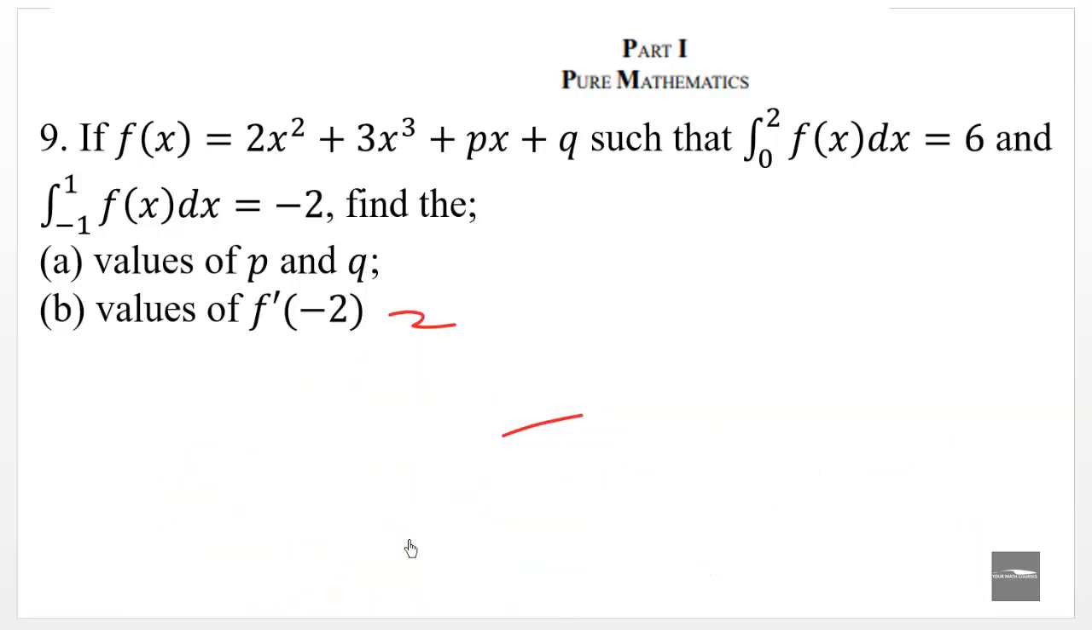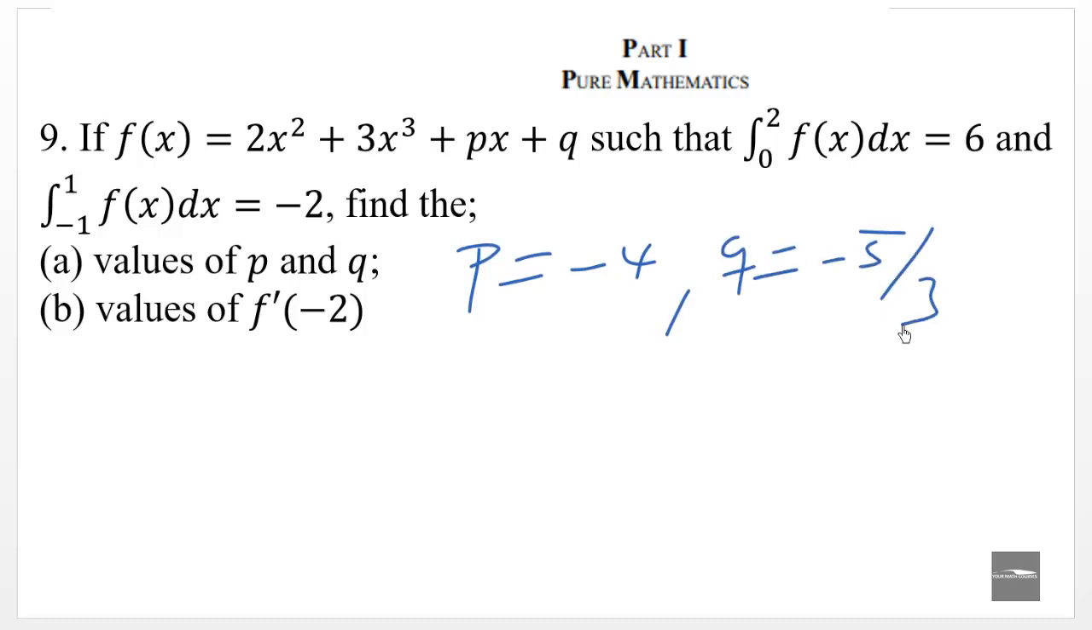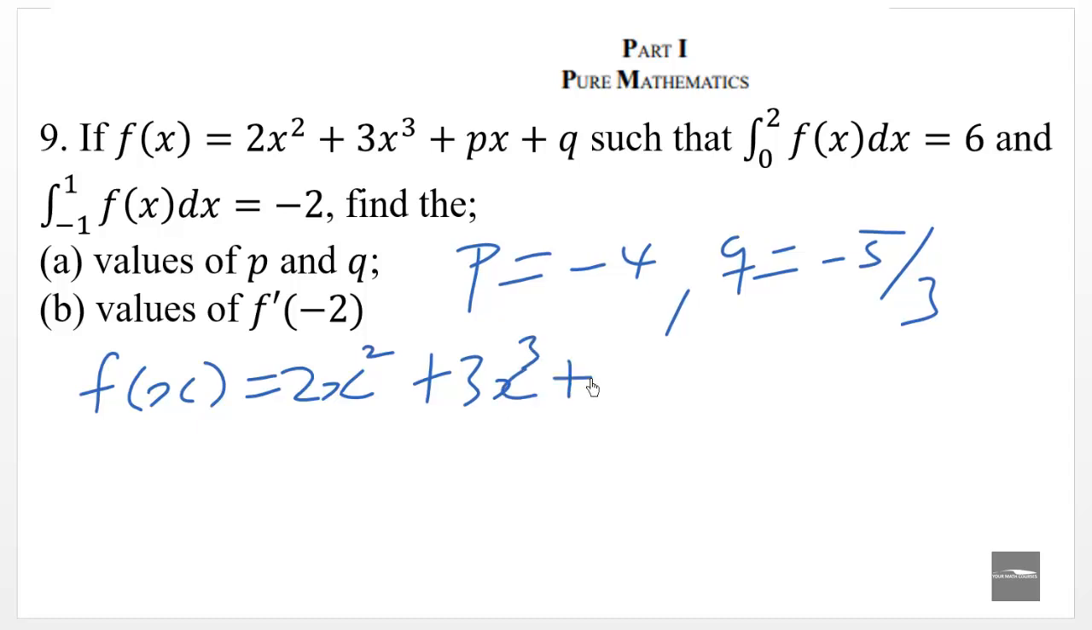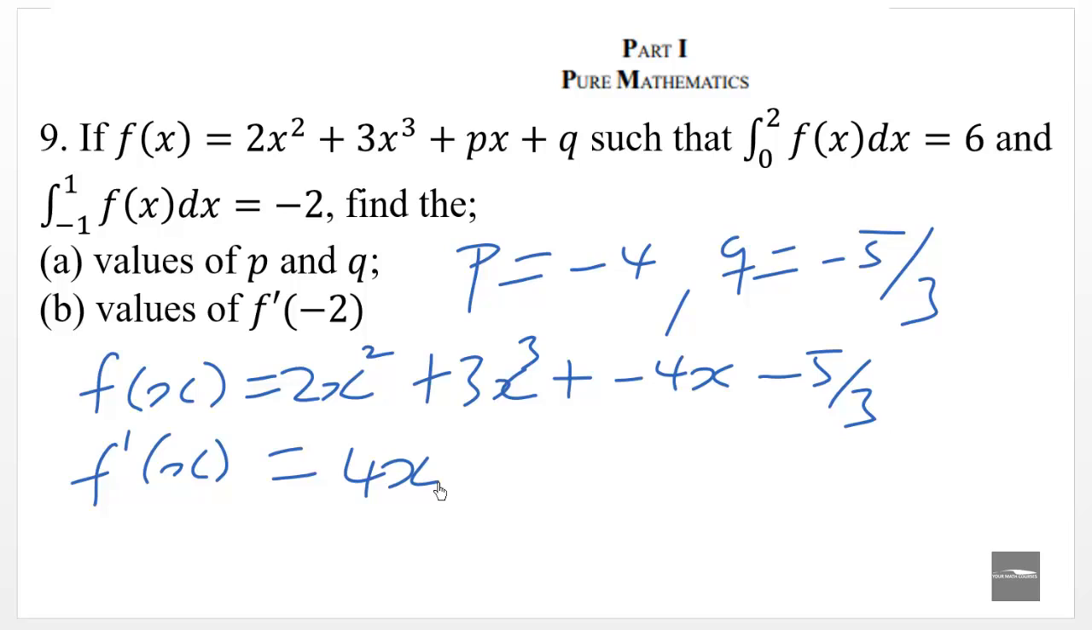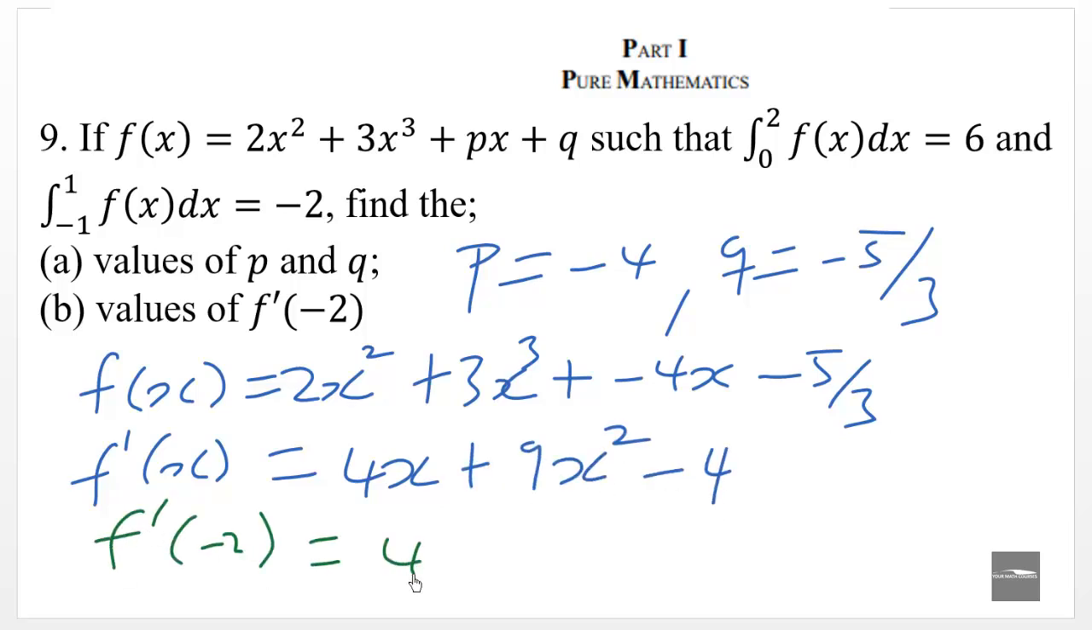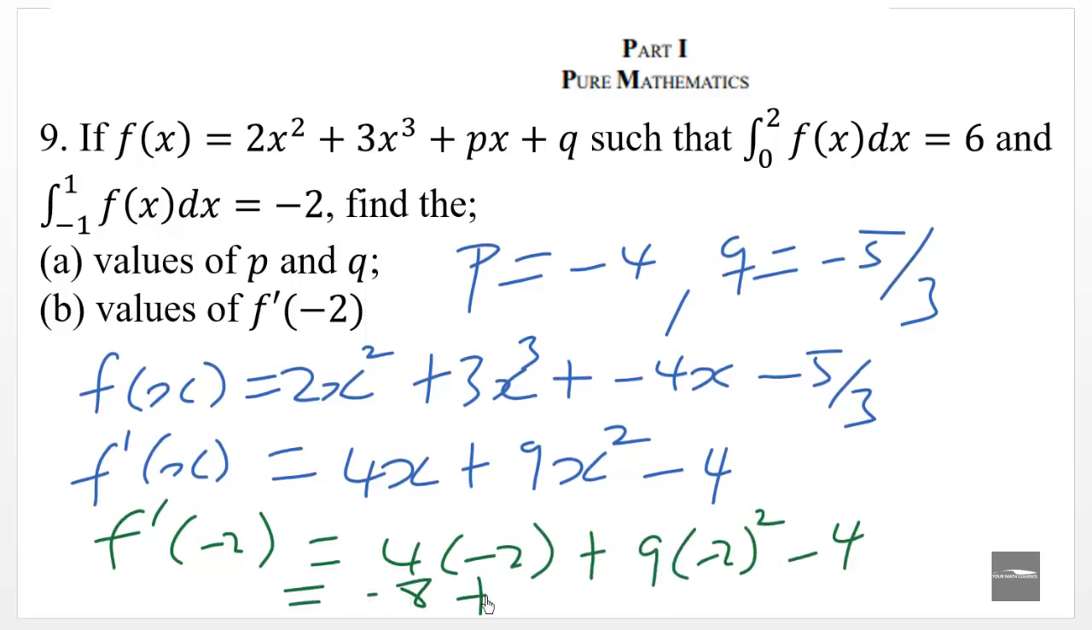Now we can fix in the values of q and p to obtain f of x as this. Then we now differentiate to get f prime of x equal 4x plus 9x squared minus 4. And when we fix in the value of -2, we obtain f prime of -2 to be 24.